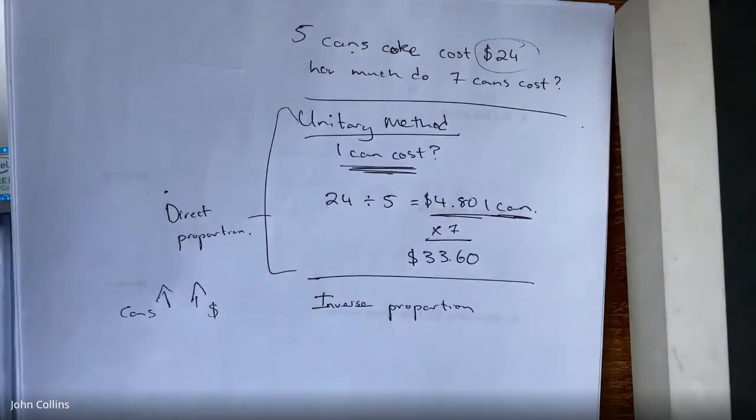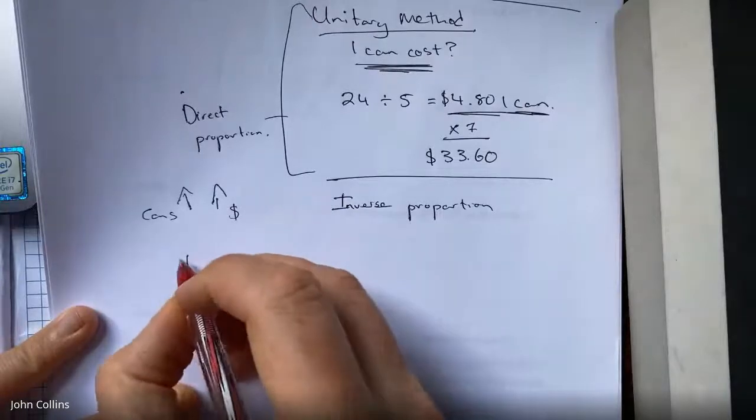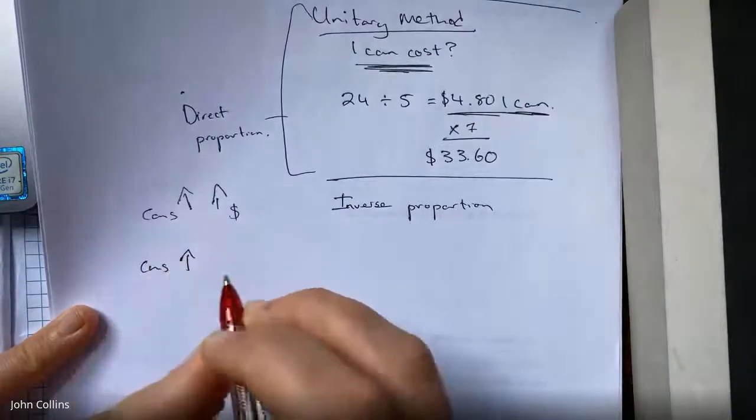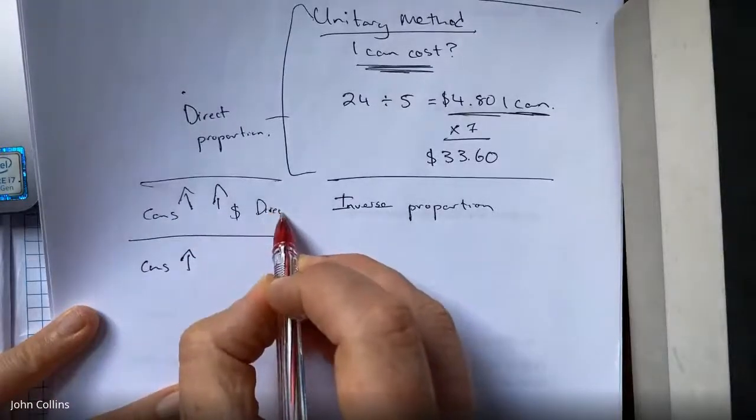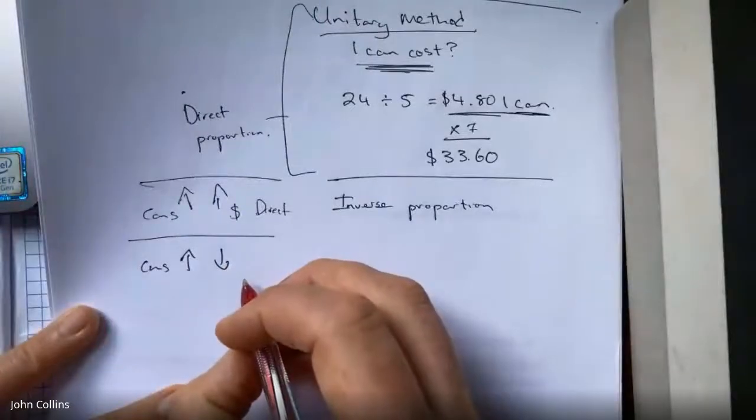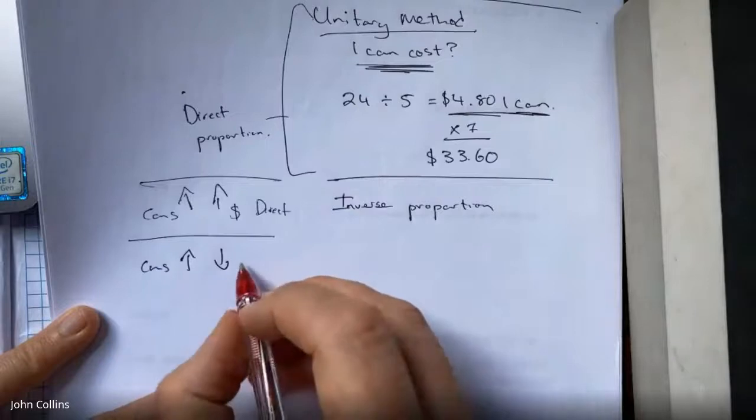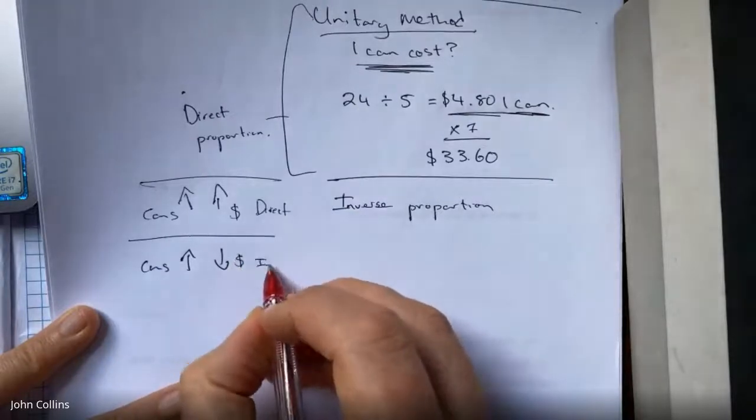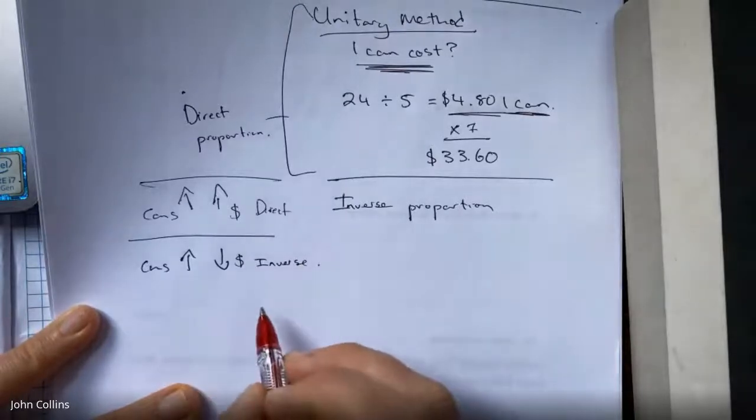That makes sense. If we buy 10 cans, the price is going to be more expensive than if we bought 5 cans. Now for inverse proportion, if it was cans, it wouldn't make any sense. But for inverse, the more cans we bought, the less it would cost. So if we bought 10 cans, it would be cheaper than buying 5 cans. And that's inverse. Now that doesn't make sense with cans.